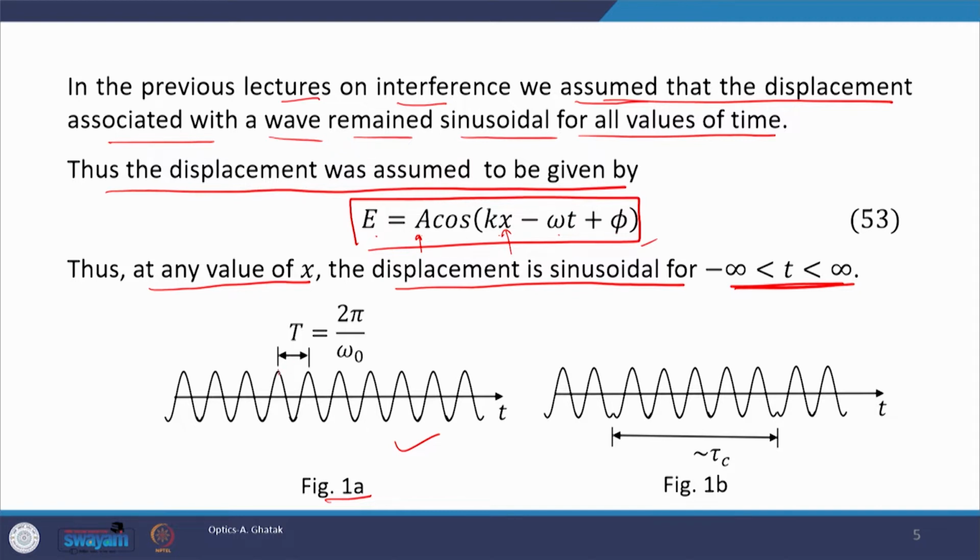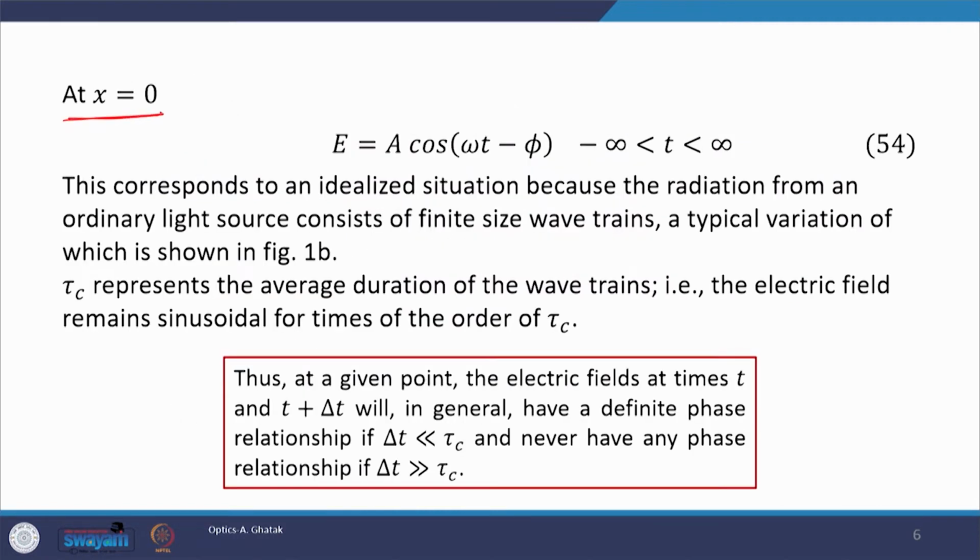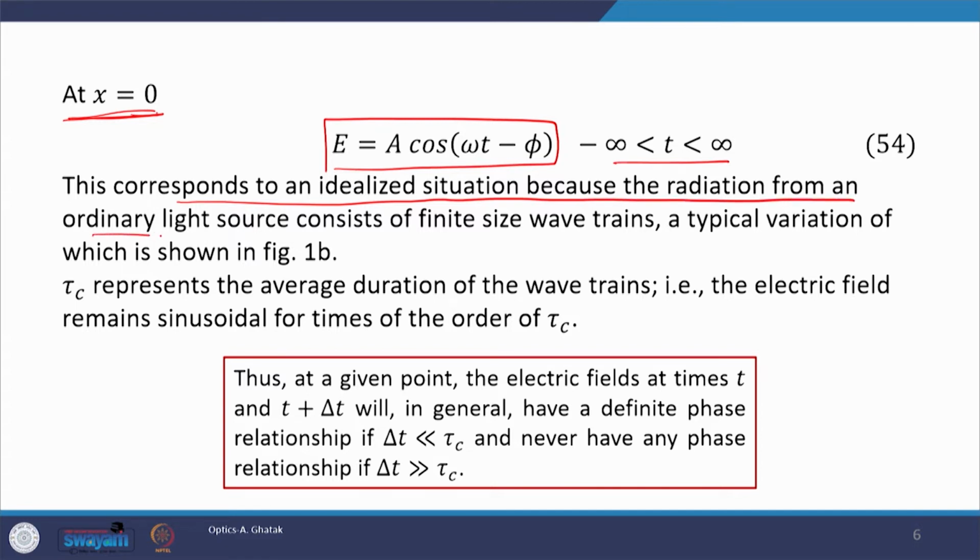and the time period is defined here. This is the usual definition which we learned in our initial classes. Now, as I said, if we fix x equal to 0, we see the sinusoidal nature of the wave for all values of t. This corresponds to an idealized situation, because the radiation from an ordinary light source consists of finite size wave trains. The light which we receive from a source is not an infinite wave train, it has a certain length or time duration, and a typical variation of a wave train is shown in figure 1b.